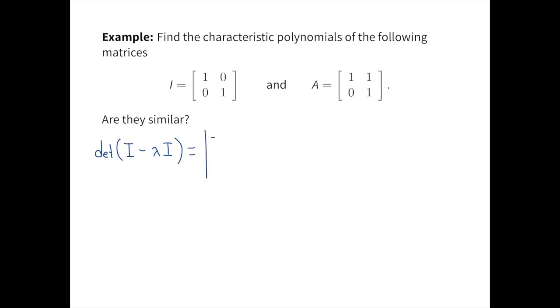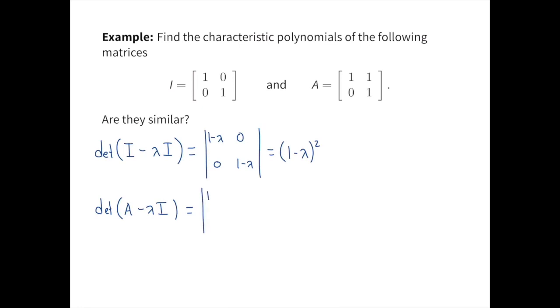So that's the determinant of 1 minus lambda, 0, 0, 1 minus lambda. And when we use our 2 by 2 determinant formula, this is (1 minus lambda) squared. Okay. On the other hand, we can do the exact same thing for the matrix A. We can compute its characteristic polynomial.